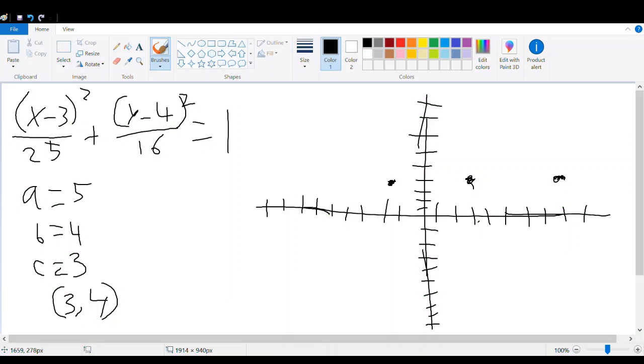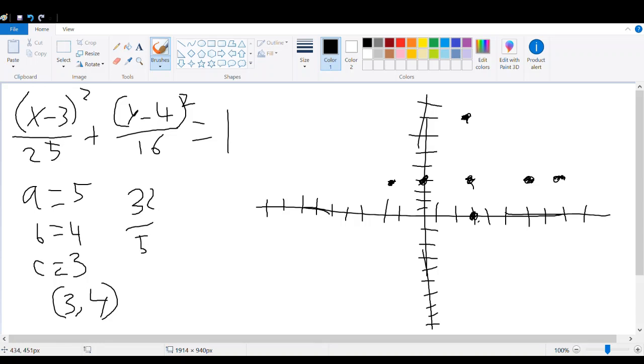B is 4, so it's 4 down. 1, 2, 3, 4. 1, 2, 3, 4. Could graph from that. I'm going to find the focal width. So c is 3, and it's always on the a axis on the hyperbola and the ellipse. 1, 2, 3. Focal width, 2b squared over a, 2 times 4 squared, so 2 times 16, 32 over a is 5.